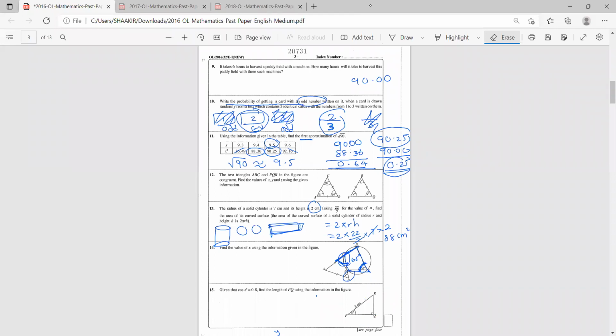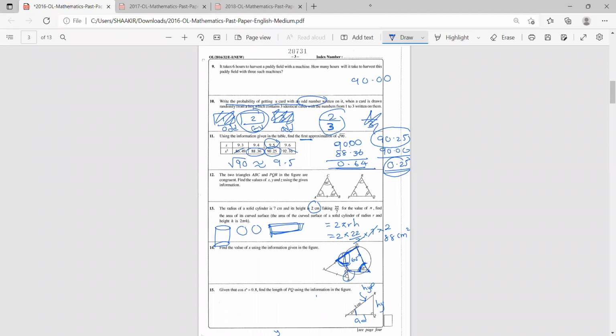Okay. So here I'll mark it again, children. Opposite of 90 degrees. So that means I can say this 3 centimeter is the hypotenuse side. And for this angle, this PQ is going to be the adjacent side and this RQ is going to be the hypotenuse side. Now they have told cos x is equal to 0.8.